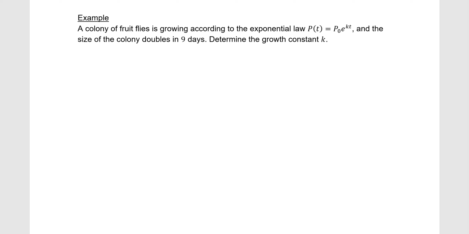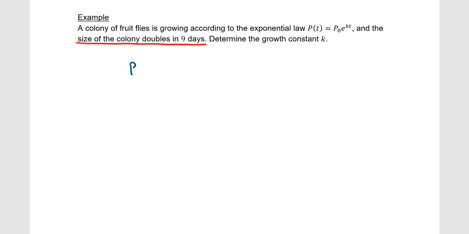And let's do another example. A colony of fruit flies is growing according to the exponential law, P of t equals P naught e to the kt, so the same function that we've been seeing. And the size of the colony doubles in 9 days. And we want to determine the growth constant k.